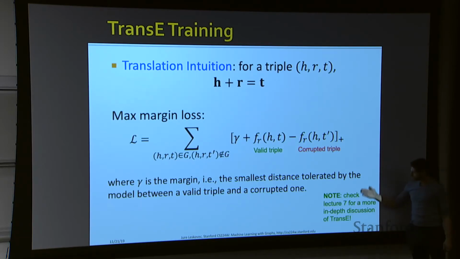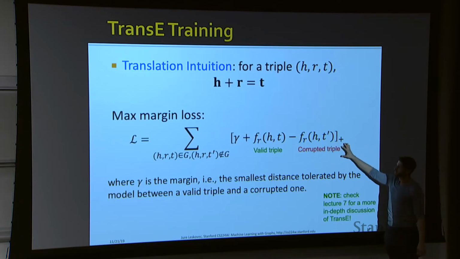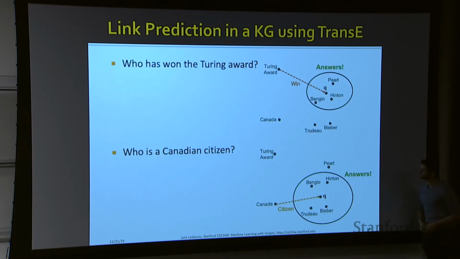For more details, go back to lecture 7, as I was mentioning before, and you will also have the pseudocode for TransE and so forth. But let's keep in mind basically how this loss function looks like, because we're going to be reusing it until the end of the lecture.